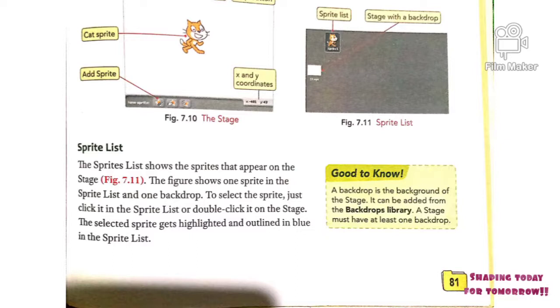The selected sprite gets highlighted and outlined in blue in the sprite list. So students, let's see figure 7.11 for this. This is how the sprite looks when it is selected, and there is a gray box. It is the backdrop of the sprite. So students, if you want to select the sprite, you have to click it in the sprite list and you have to double click on the stage. Okay, and how will you come to know that the sprite is selected? You can check it in the sprite list. Your selected sprite will be highlighted in blue color. Okay, in the sprite list.